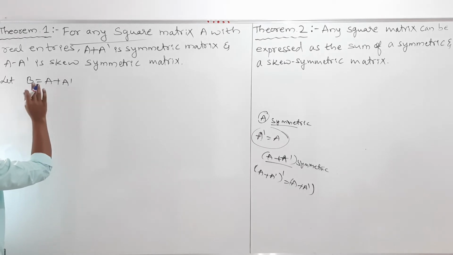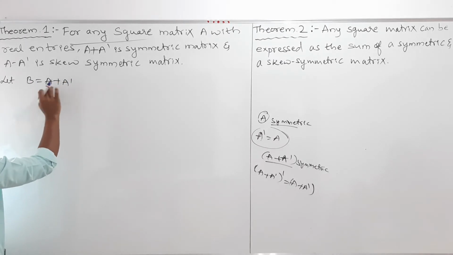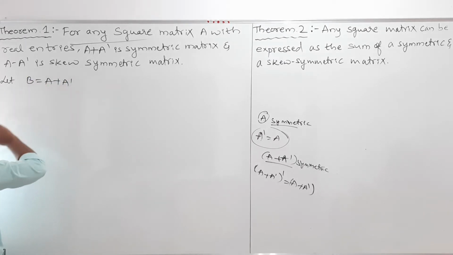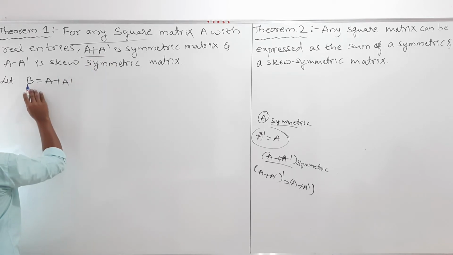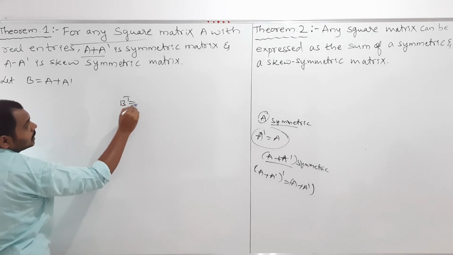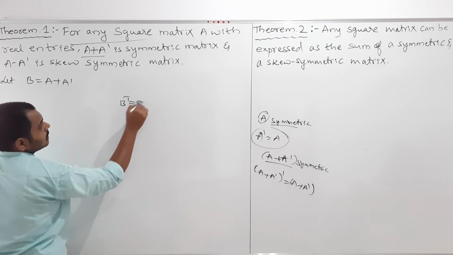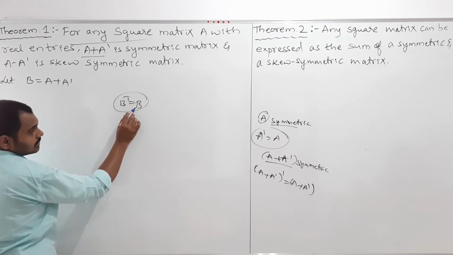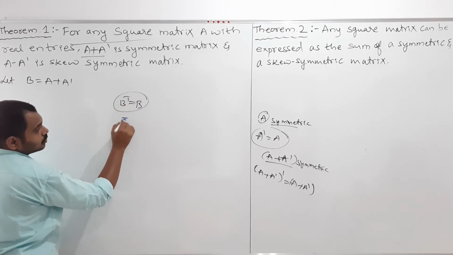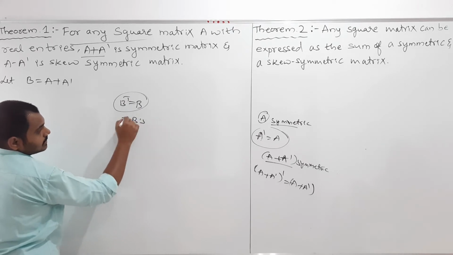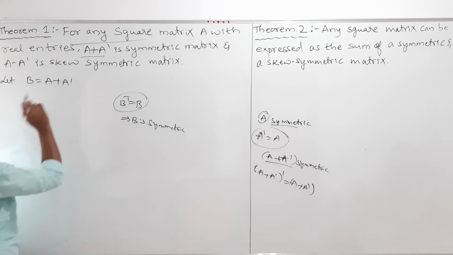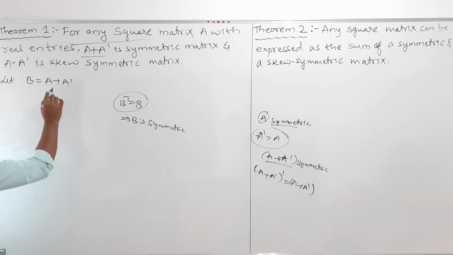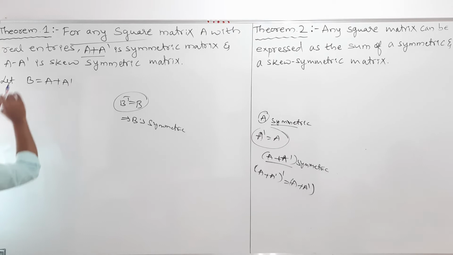Now my dear students, I am taking this entire value A plus A transpose as B. So I should prove that A plus A dash, that is B, is symmetric. If I want to prove that B is symmetric, what should I show? I should show that B transpose equals B. If I show this condition, B transpose equals B, then this implies B is symmetric, and we know that B means A plus A dash. To avoid confusion, I am taking this entire value as B.